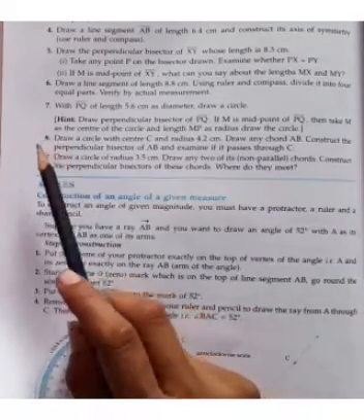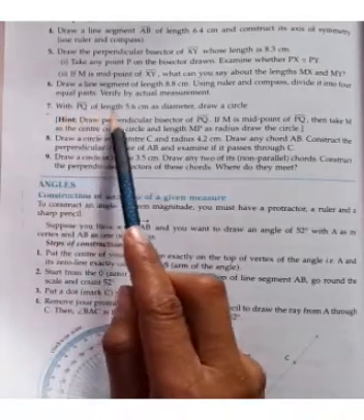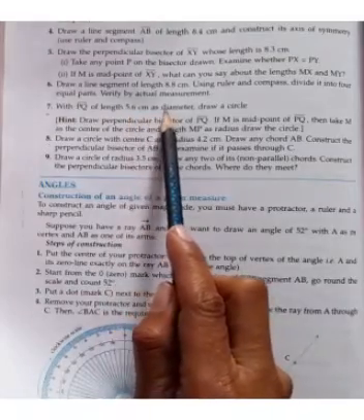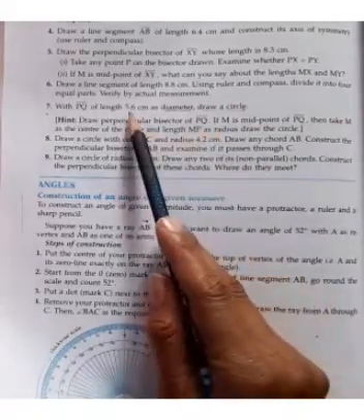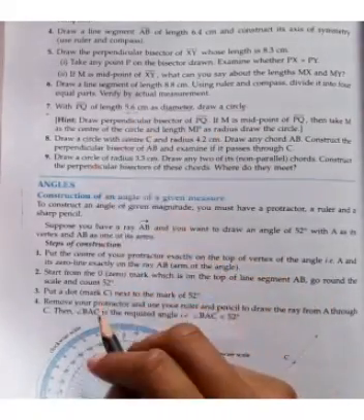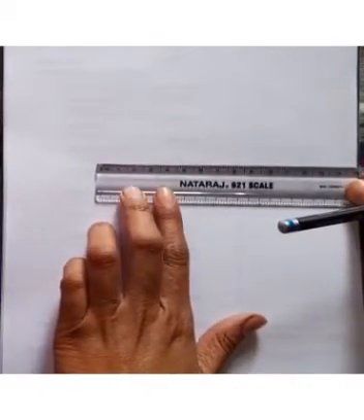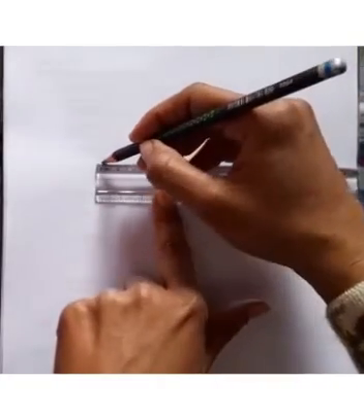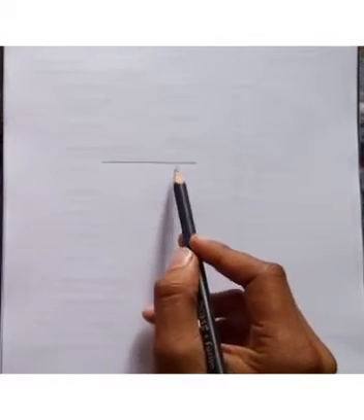Now we will do one question of your exercise 13.2, question number 7. With PQ of length 5.6 centimeter as diameter, draw a circle. They have given you the diameter as 5.6 centimeter. So first we have to draw a diameter of 5.6 centimeter. Clear? Now this is your diameter, and for making a circle you need the radius. What is radius? It is half of the diameter.